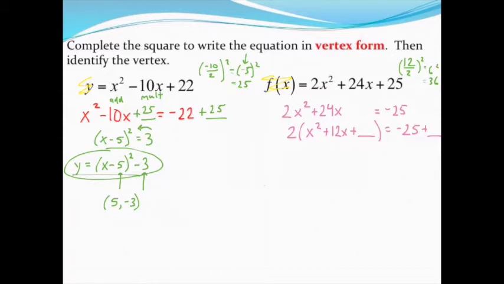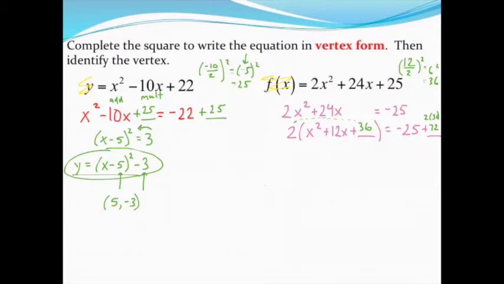I'll be adding it right here, and I will not be adding it to the other side this time. This is where you have to, again, think about what you're doing. I didn't really add 36, did I? I added 2 times 36, because I would have to distribute that 2 back in. So on the other side, I'm going to write down plus 2 times 36, or 72. That's the one thing to be careful of if you are using the factoring method. Think about what you've actually added to both sides. So let's go ahead and finish this problem and make it look like vertex form.